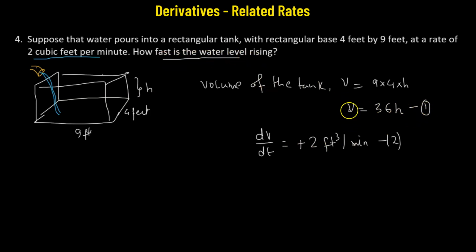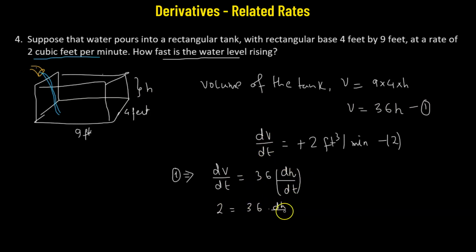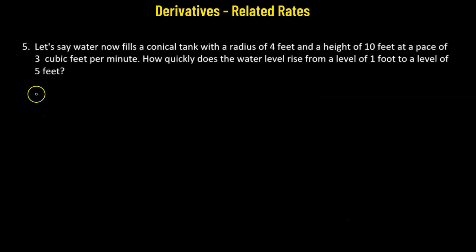So let's begin by taking equation number 1 and we take the time derivative on both sides. So we have dV over dt. So this will be equal to 36 times dh over dt. Fine. Now it's given that dV over dt is 2. So we have 2 equals 36 times dh over dt, or solving for dh over dt, this will be 2 over 36, which is equal to 1 over 18 feet per minute. Let's go to the next problem.